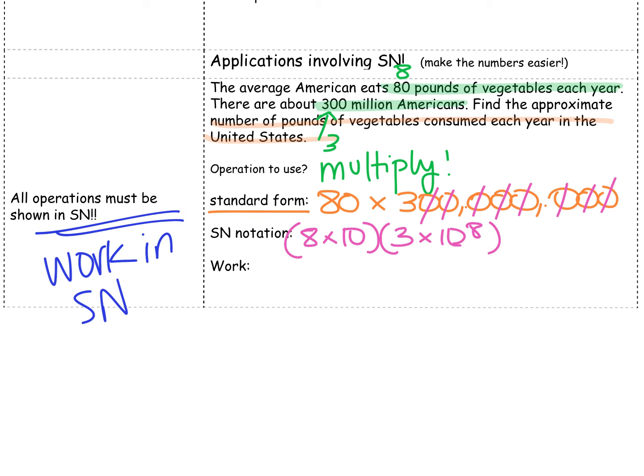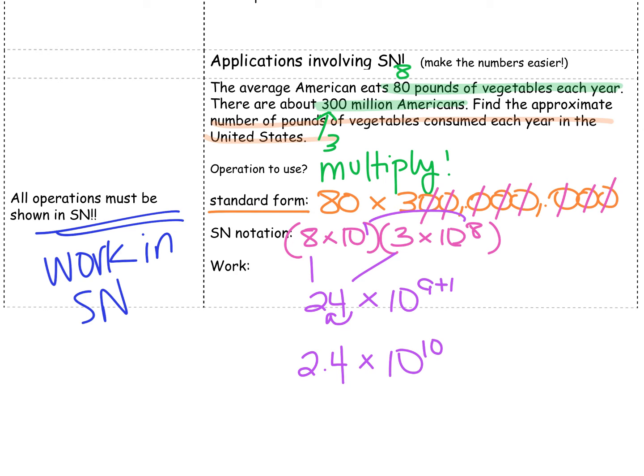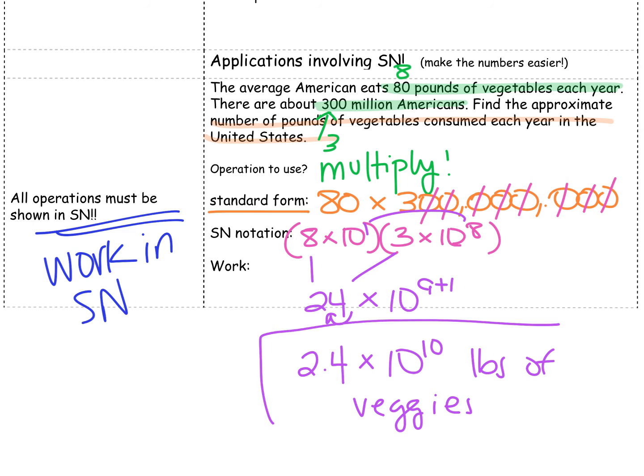And now I just have to go ahead and solve using what I know. When I'm multiplying, I'm going to do 8 times 3, which is 24, times 10, and I'm going to add my powers. 1 plus 8 is 9. Now, 24 times 10 to the 9th is not in scientific notation. I need to make it 2.4, and then I'm going to have to add to my exponent, times 10 to the 10th power. And I have that many pounds of veggies. Making sure we're labeling what our number is representing, this number is how many pounds of veggies are eaten each year in the United States.